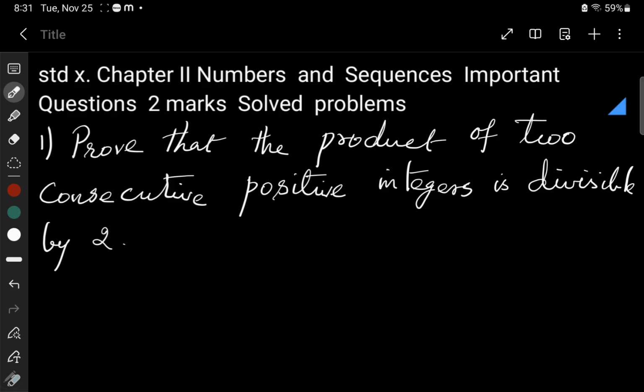See, this sum is in your book, it is in page 43, exercise 2.1. It is the third sum. So you can revise this sum. I have given this as the video sum, so you can just go through that.